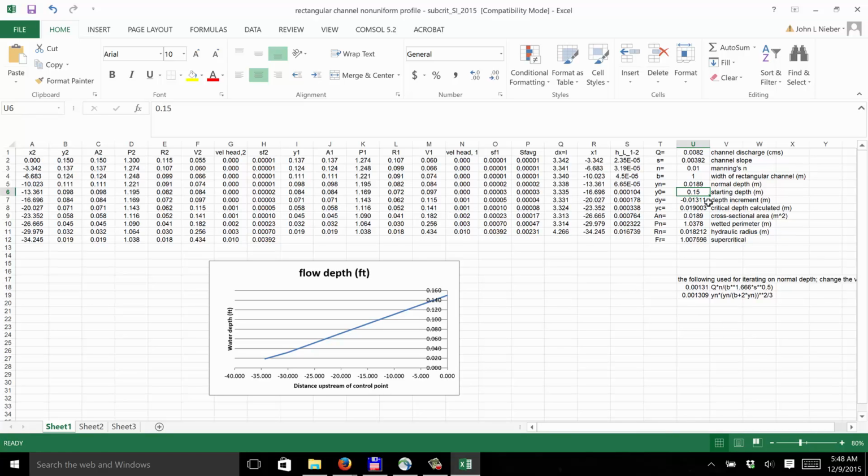And what the program does is it takes the difference between that initial depth and the normal depth, 0.0189, which we calculated, and splits that up into equal increments of changes in the depth. And that will be the difference in depth that will be imposed between any point 1 and any point 2. We start off at x equal to 0, and then we're going to move upstream. That difference here is equal to 0.013, as shown here. It was broken up into about 10 increments, and that's the number of rows that we've got here.